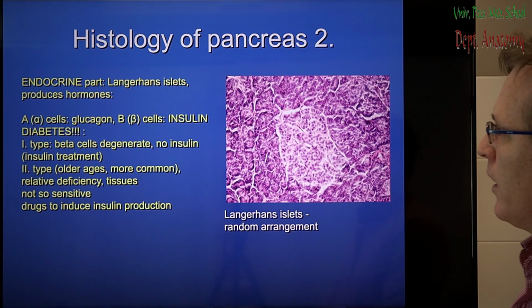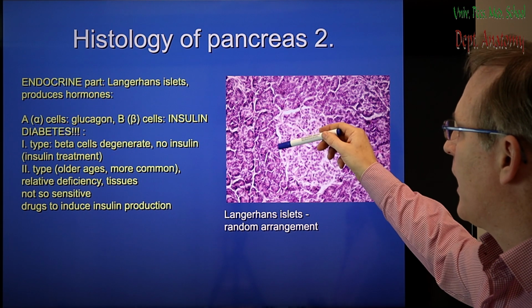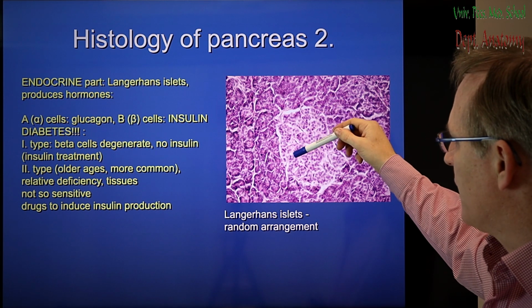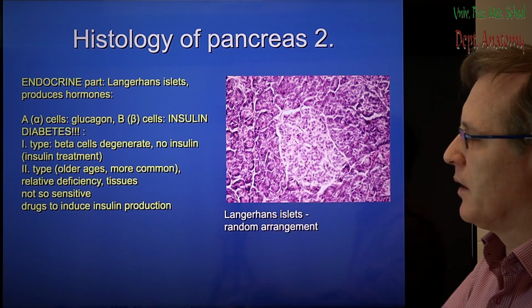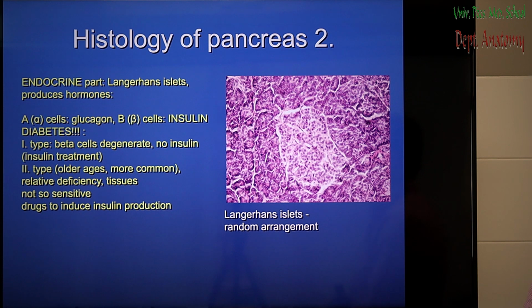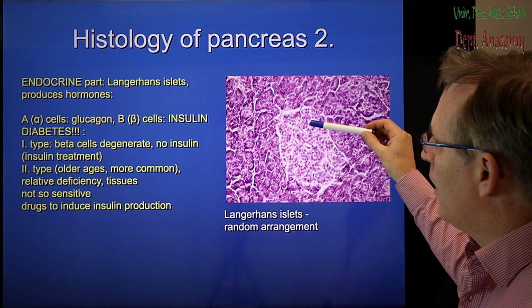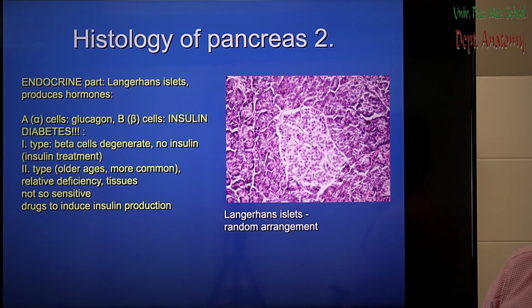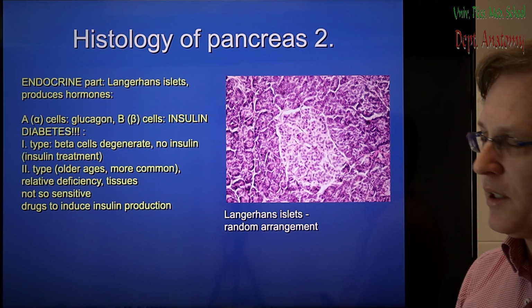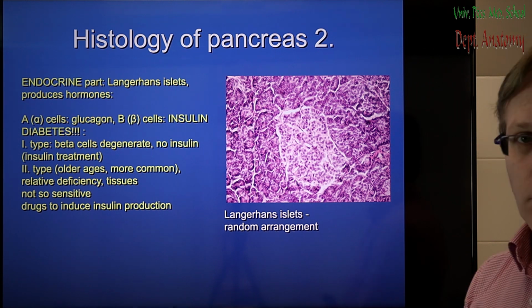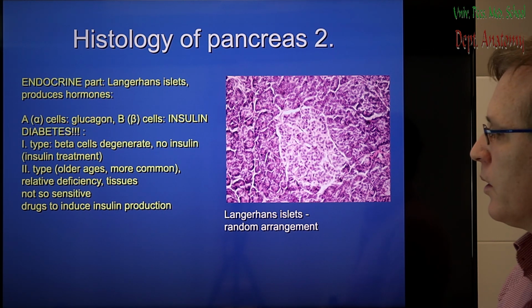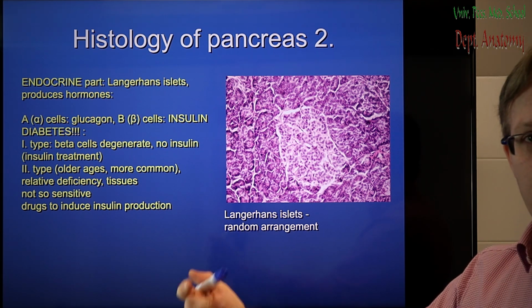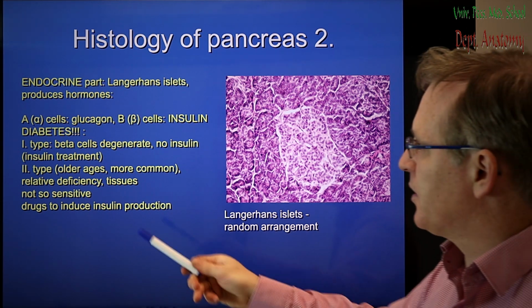The endocrine part of the pancreas is represented by the Langerhans Islands. The Langerhans Islands can be found in between the serous glands of the pancreas. The Langerhans Islands are the endocrine part, so they do not have a duct system and produce hormones, and these hormones go to the blood circulatory system.